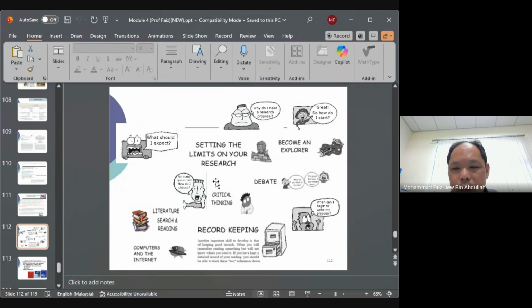And then of course, to debate. If you have a group of researchers in your room, let's say a supervisor has 5 or 6 students together, then it's good to sit down and discuss, get opinions from other people, and debate.